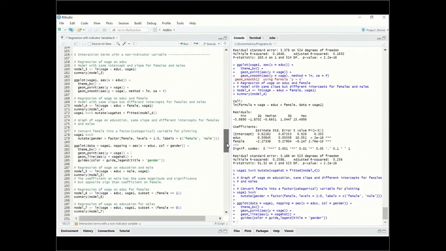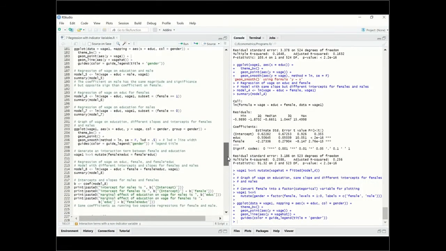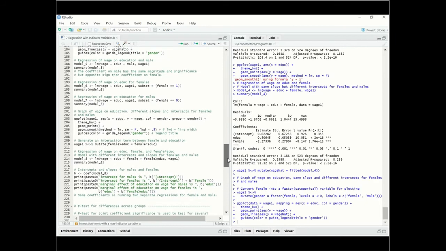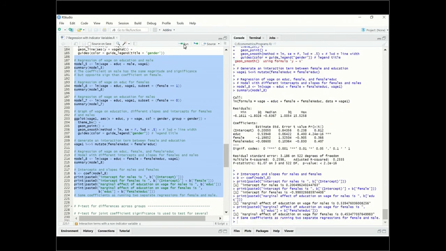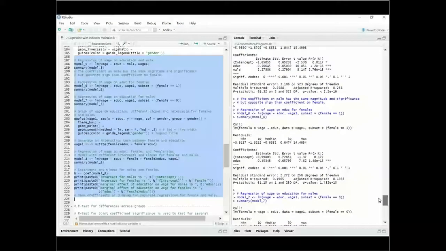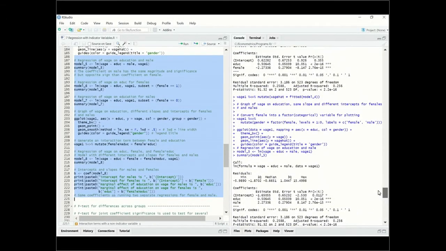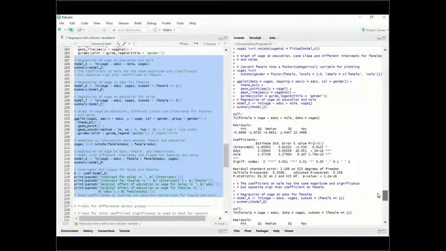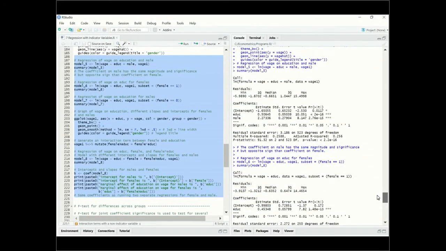Okay, so the final thing that we're going to do here is run a regression of wage on education and male, just to see how that looks. So here are the regression results. If we run this model of wage on education and male, this is what we're going to see as far as intercepts and slopes.